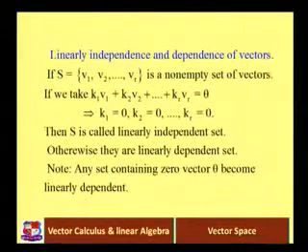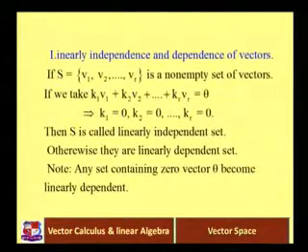So if we take this equation K1 V1 plus K2 V2 plus up to Kr Vr is equal to theta, where theta is the zero vector, and we get all the scalars Ki equal to 0, that means K1 is equal to 0, K2 is equal to 0 and Kr is equal to 0, then S is called a linearly independent set. Otherwise, it is a linearly dependent set.